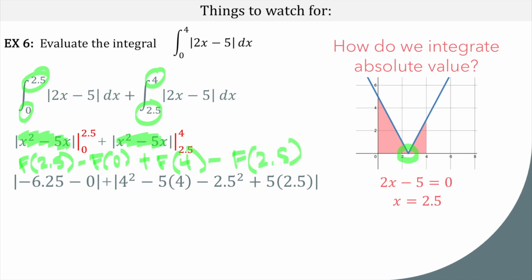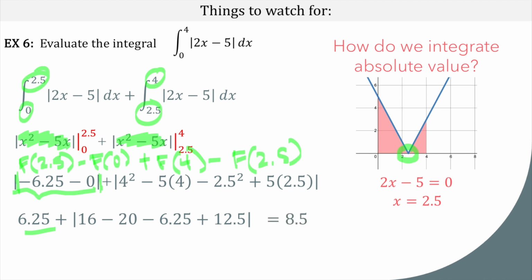We add those together. Okay, so watch this guy right here. So -6.25 minus 0, see that absolute value is still on it? So that becomes a positive 6.25. And then you can keep simplifying. The final area is 8.5.